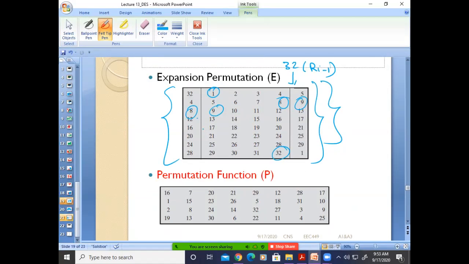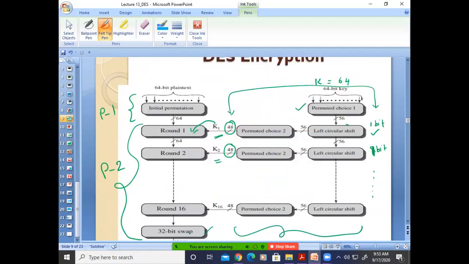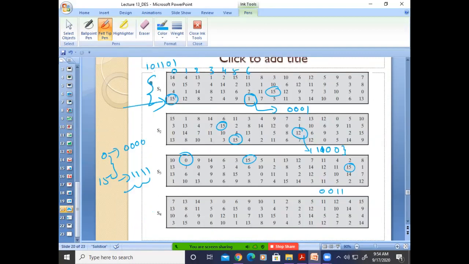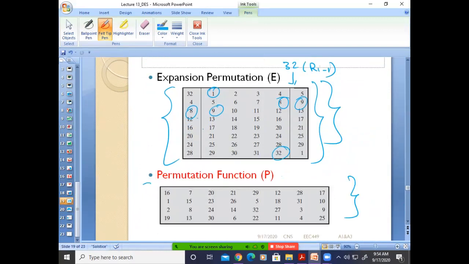Now, after the SBoxes, if I see the block diagram, after the SBox output, again there is a permutation. Permutation is nothing but taking a random sequence. That is this example, the permutation functionality. See, 1, 2, 3, 4, 5, 6, 7, 8, 4 by 8, so total number of bits will be 32. The expansion, then XOR operation, then SBox, then this permutation, which will generate 32 bits.